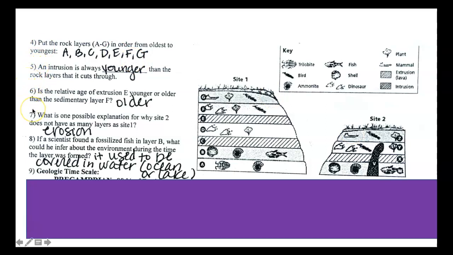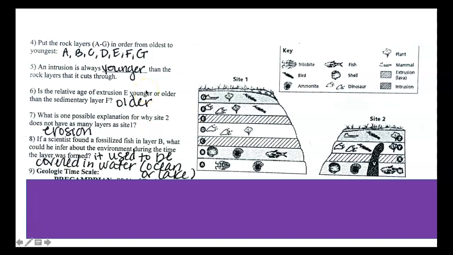Number 6, the relative age of extrusion E. Is that younger or older than the sedimentary rock layer F? Well, E is below F, and so if it is below it, then that means that it's older. Number 7 was one possible explanation for why site 2 does not have as many layers as site 1. Erosion, perhaps. Also, they may not have formed.